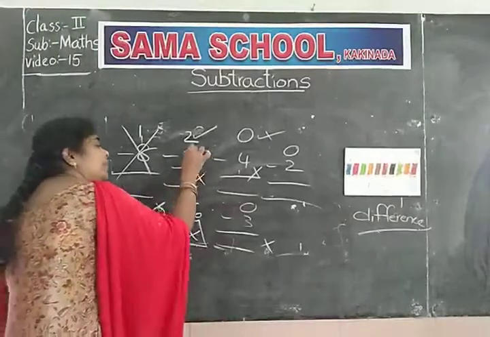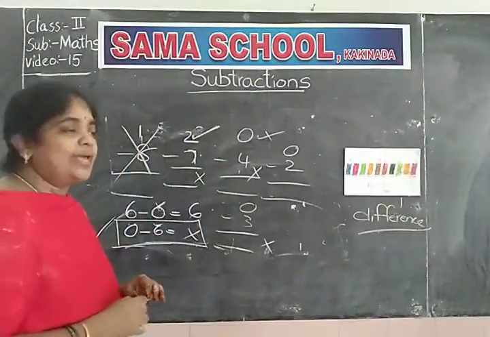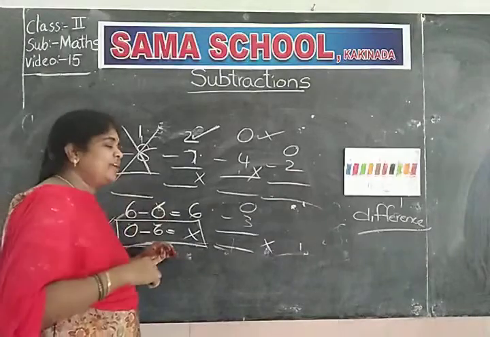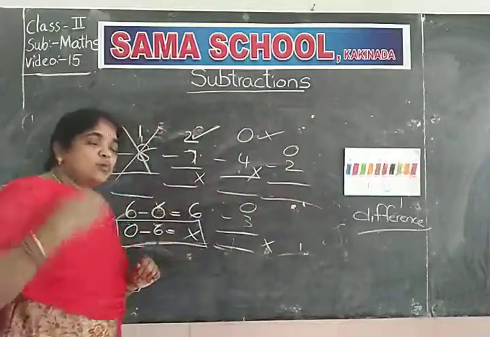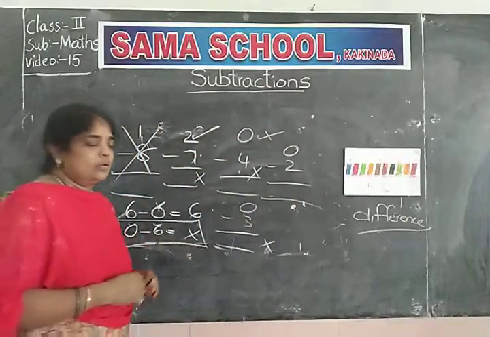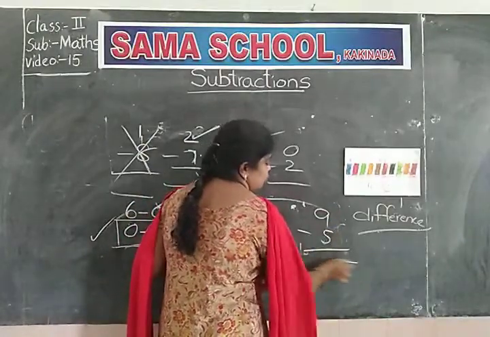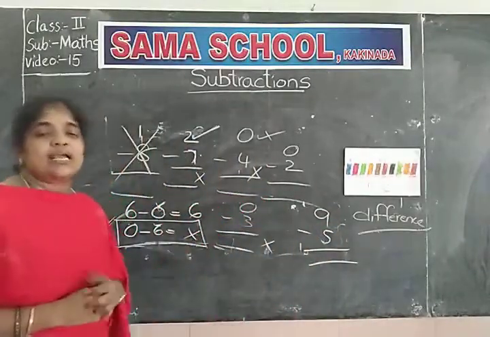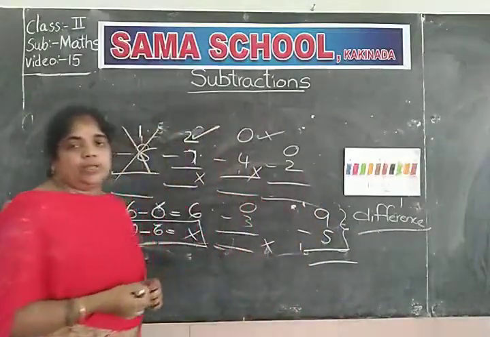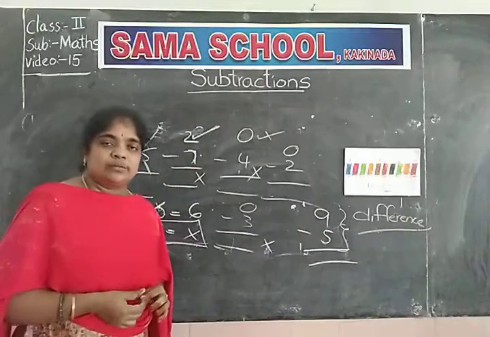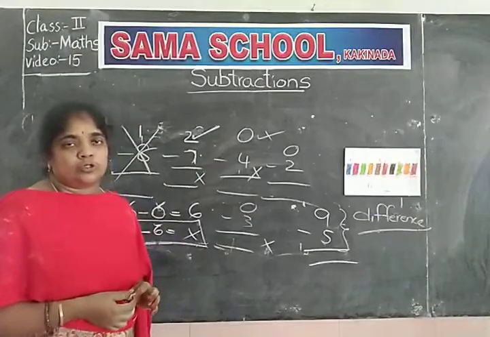Like that, a bigger number we cannot subtract from a smaller number. That's why in subtraction, we always write the big number first and the small number as the second number. That time only subtraction is possible. Do you understand, children? In the next class we will learn 2 number subtractions also. Thank you.